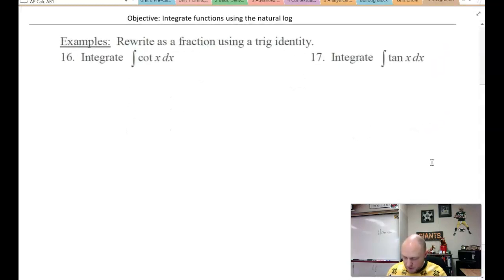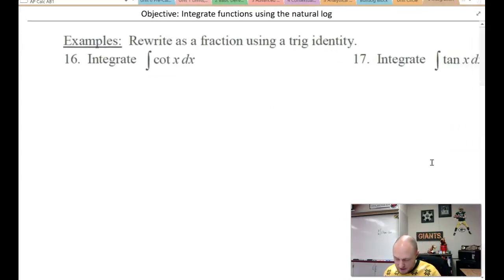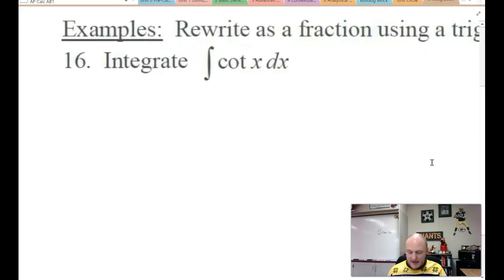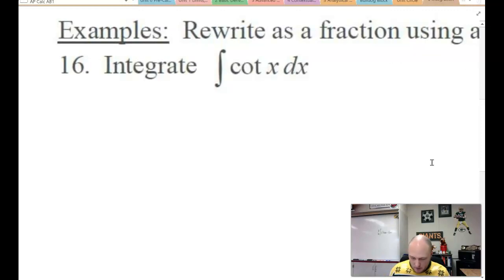All right, examples 16 and 17. We're going to go ahead and integrate these two functions by rewriting them as a fraction. So the way that we integrate these, I mean, I don't have a direct, easy, simple trig function rule to integrate cotangent of x. I know how to differentiate it, but not integrate it. Well, what we do is we rewrite this using a trig identity. That cotangent is cosine of x over sine of x dx.